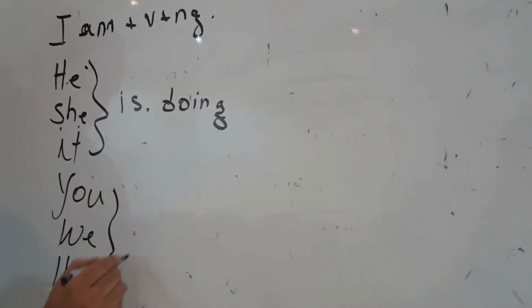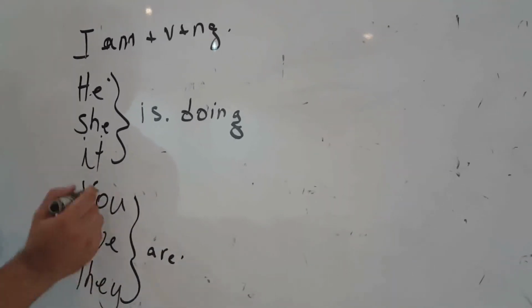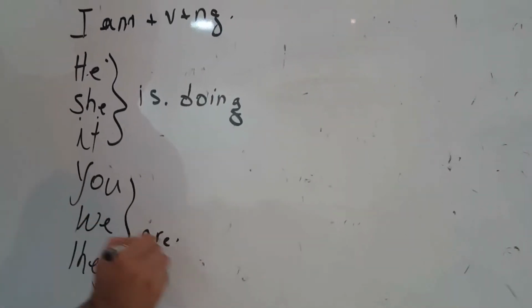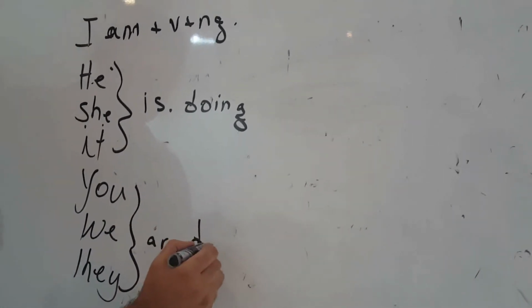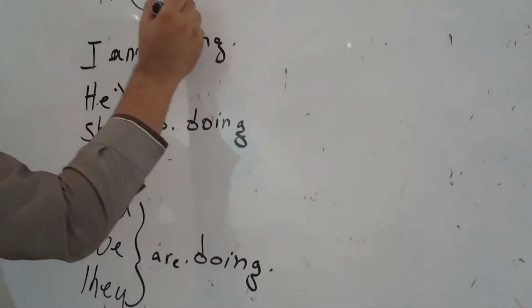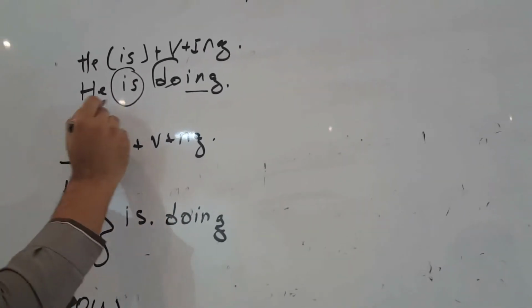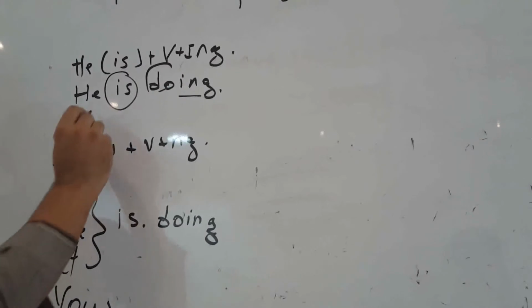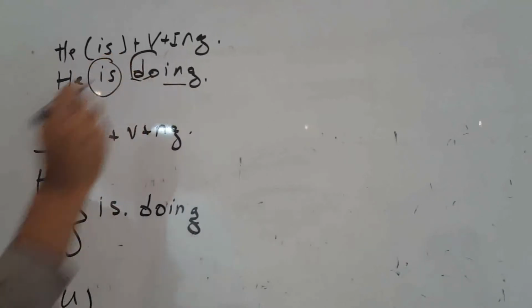As for you, we, they, we have to add are. This is to be. So are is added to each of the three personal pronouns, and we say you are doing, they are doing, and we are doing. As I said earlier, the verb to do here substitutes every verb. It can be, for example, work. We say he is working, he is traveling, he is writing. Each time you can replace the verb to do in order to understand the lesson.